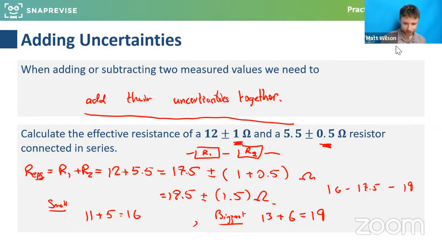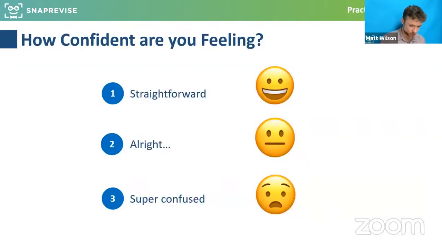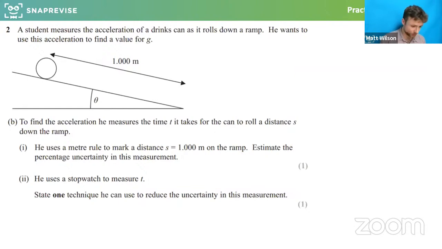Once upon a time in my degree, we did some maths to justify it, but it's something I don't remember now. Okay. So let's have a go at some questions.